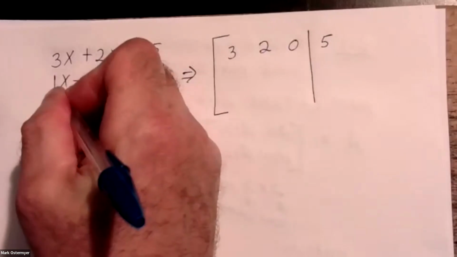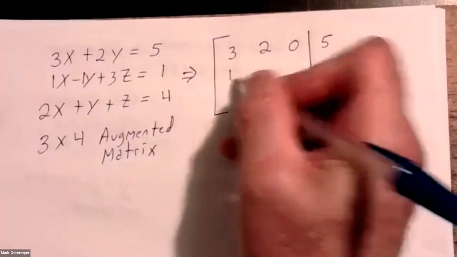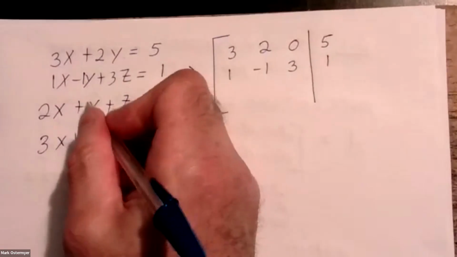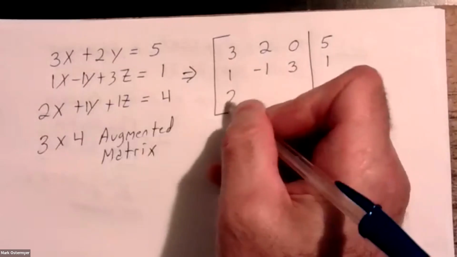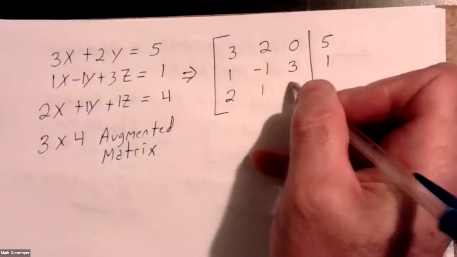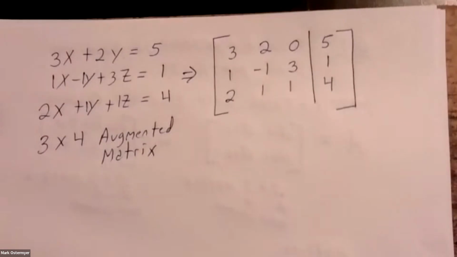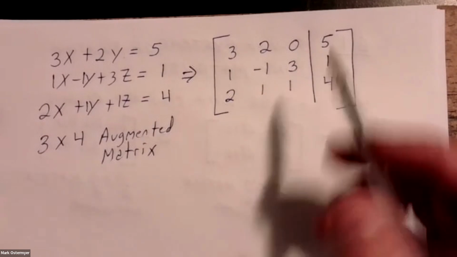Second equation, just the coefficients and the right-hand side constants: 1, -1, 3, and 1. Okay. So there you go. We have represented the system of 3 linear equations and 3 unknowns using a 3 by 4 augmented matrix.